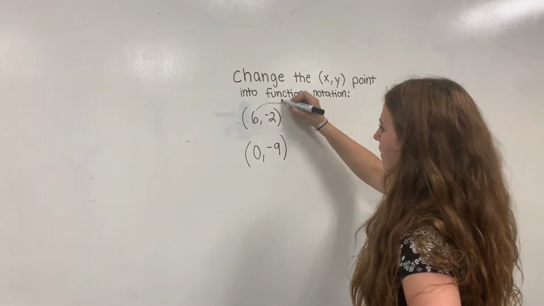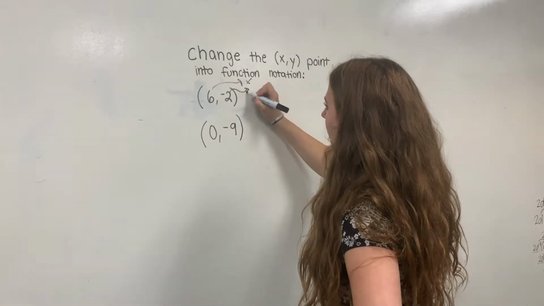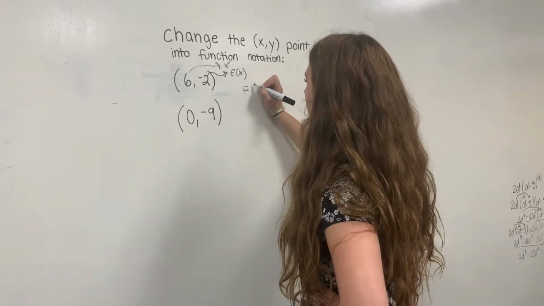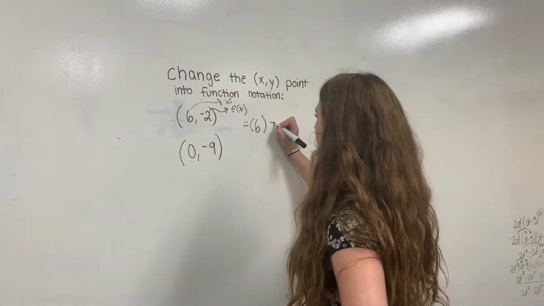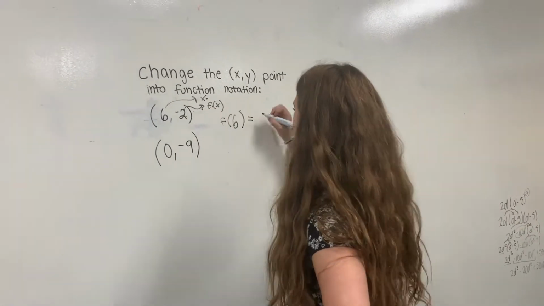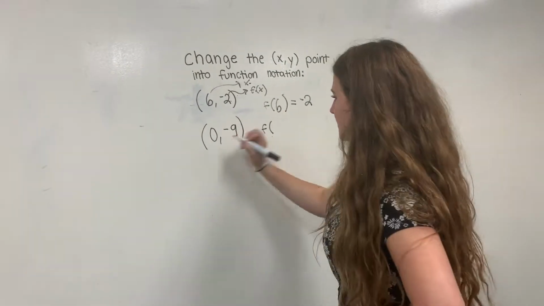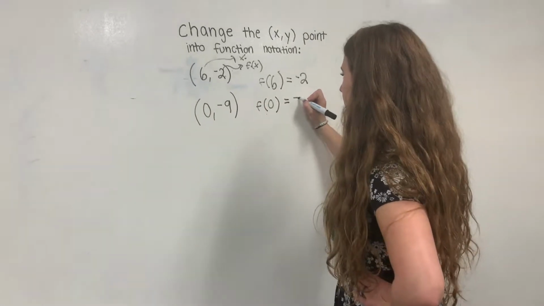Alright, next we're going to be putting these x and y points into function notation. So pretty much the y coordinate equals what f of x is, and the x coordinate equals what x is. So we have f of 6 equals -2. And for the next one, we have f of 0 equals -9. Pretty simple.